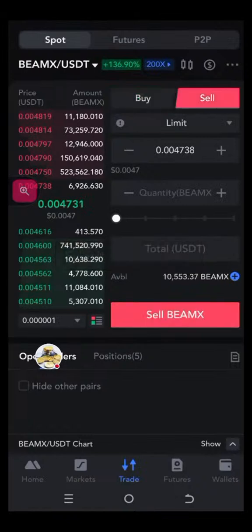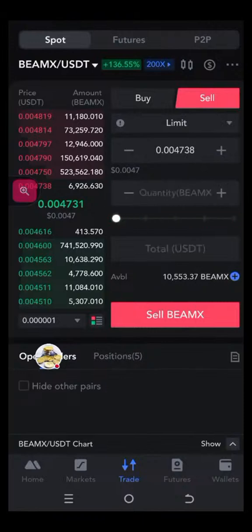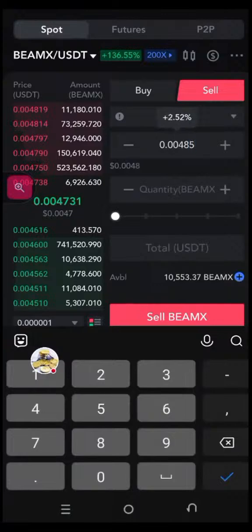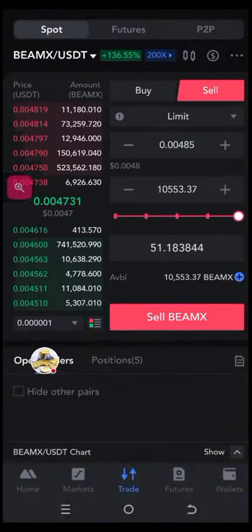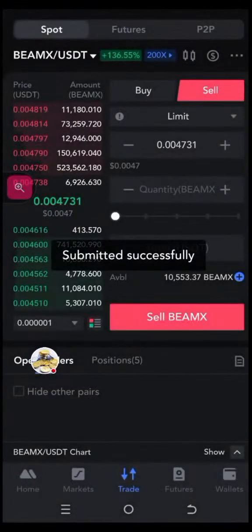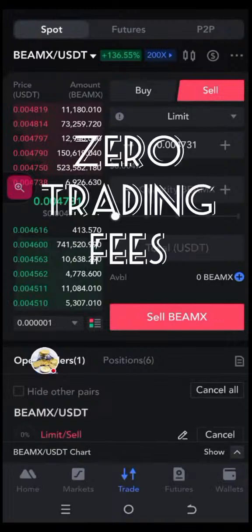Okay, let's do the sell. So I'm just gonna get this back in. Remember, it was 4.85. Was it 4.85? I think it was 4.85. Yeah, let's go with this. Beautiful. And remember that Mexi is no fees, no trading fees.